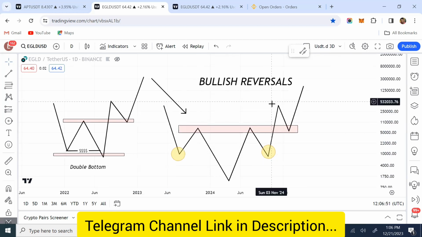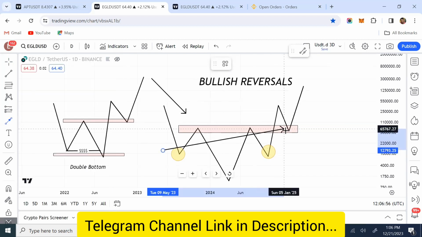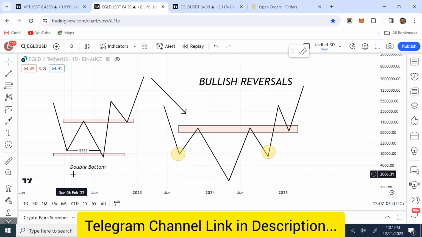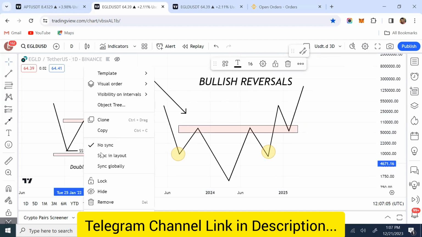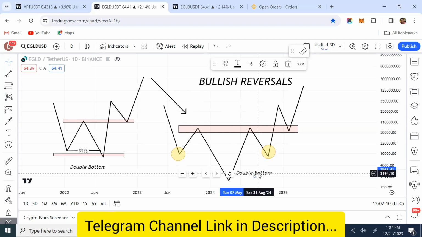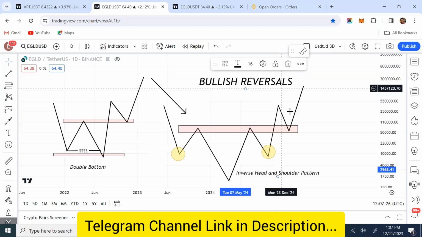And then price eventually breaks out, retests the support level, and then boom to the upside. This is an inverse head and shoulder pattern. I'll type it right here.